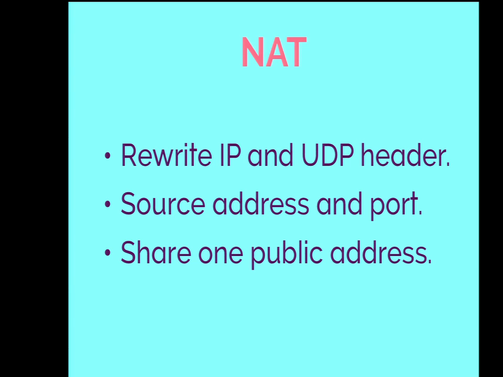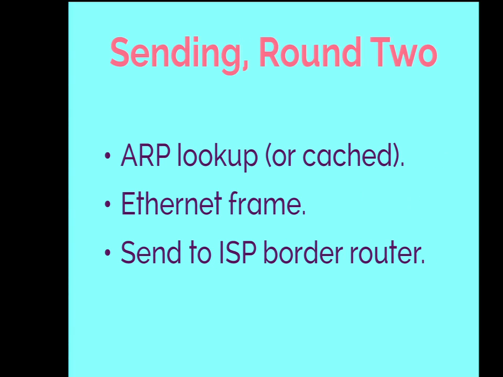Network address translation fixes this by rewriting the packet so that the public IP and port are something that the DNS server can actually send a reply to, and it holds the translation table so that when the reply comes back, it can reverse the translation and send the packet back up to our computer. After that is finished, sending process just like before, we have to get the MAC address of the next router we're sending to. Once we have that, we make a new Ethernet frame, and we're off onto the wires again.